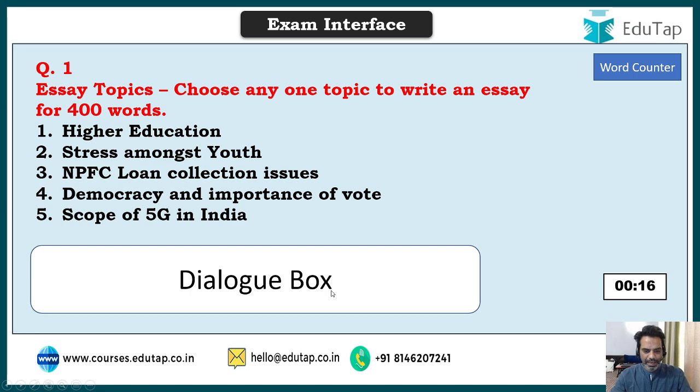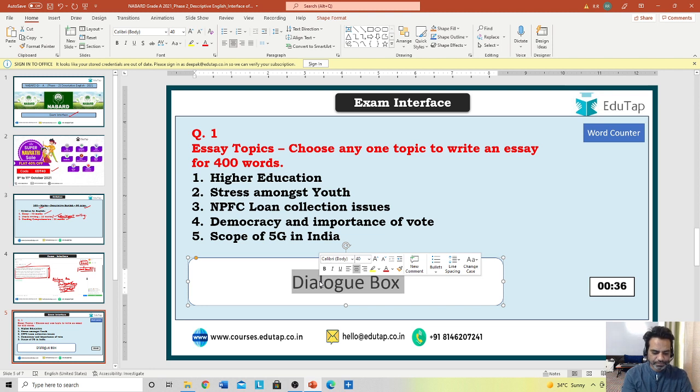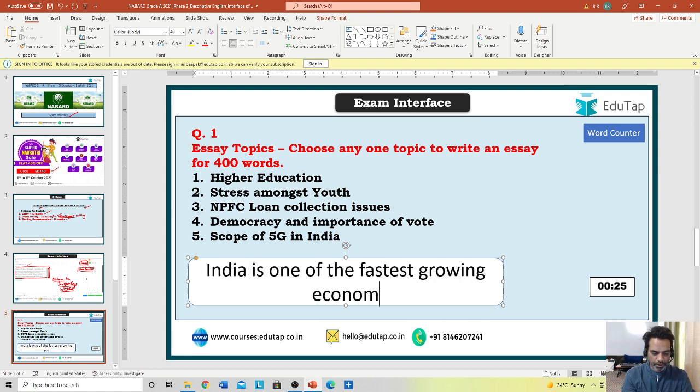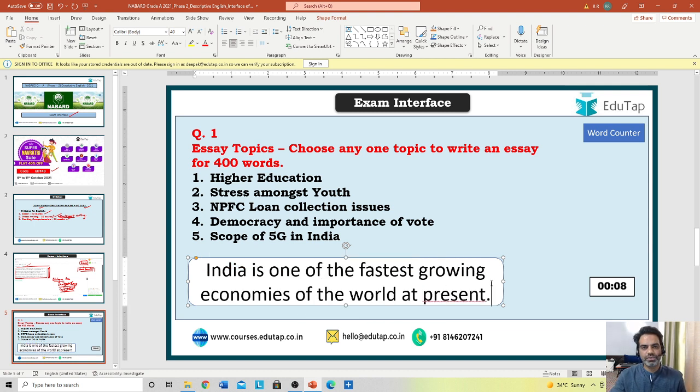So what will happen, I'll try to type something for you. For example, if you write this: India is one of the fastest growing economies of the world at present, right? Then as I write further, it will start going below the dialog box, and that is where you will have to start scrolling through your answers, and you cannot see what you've written above that.